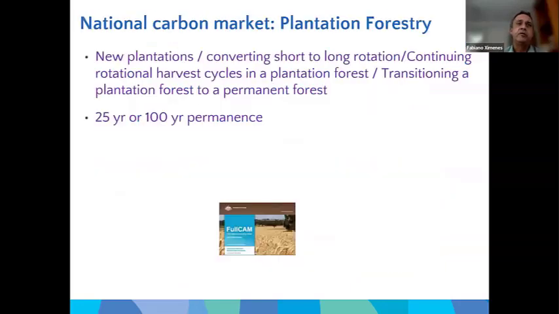And just in the interest of time, and just going quickly through this, in Australia, the main mechanism in which that benefit can be acknowledged is through the national carbon market. So the ACCU scheme and the plantation forestry methodology, which basically rewards forest growers for a number of different activities, but primarily for growing new plantations in areas that have been cleared for a long period of time.